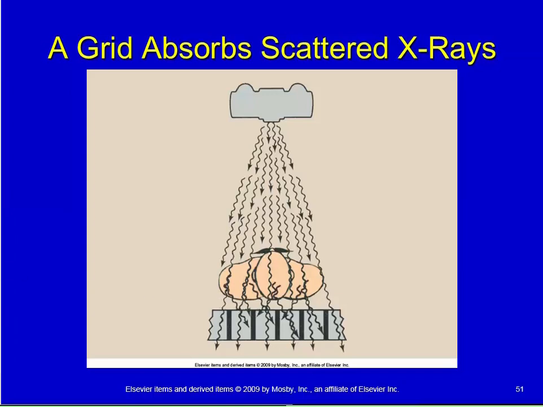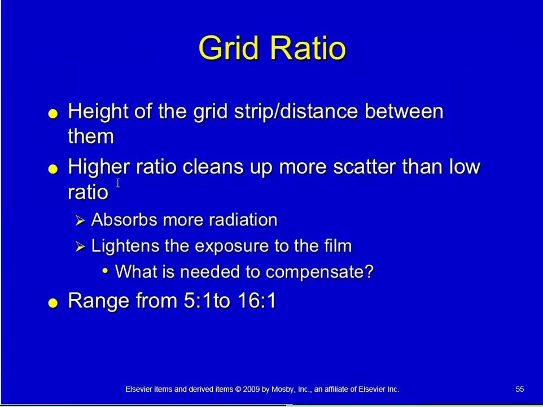So grid ratio, the higher the grid ratio expressed in numbers, like if we have a 5-to-1 grid ratio that we're comparing to an 8-to-1 grid ratio, the higher that first number, the more effective the grid, the more lead there is in the grid, the more cleanup there is in the grid. So higher ratio grid cleans up more scatter radiation than a low ratio grid.